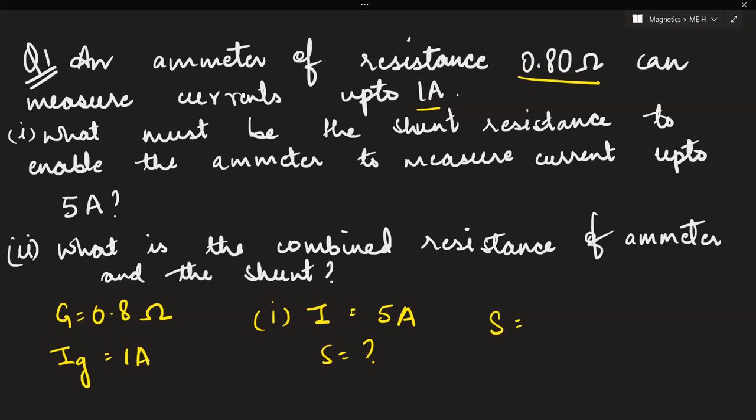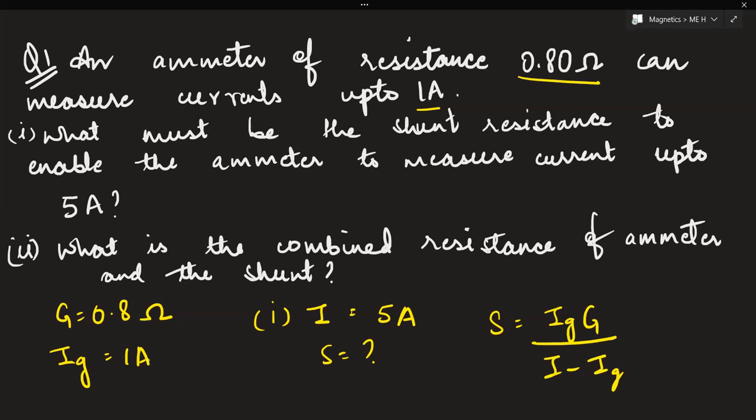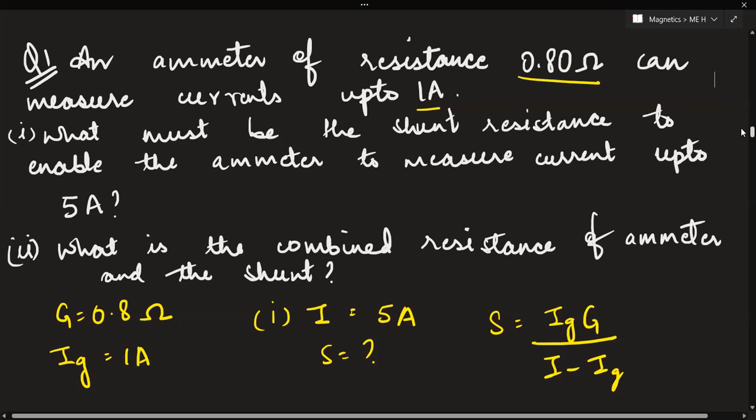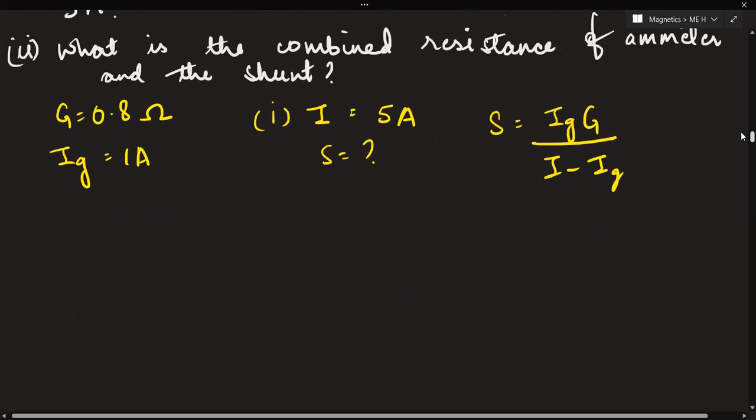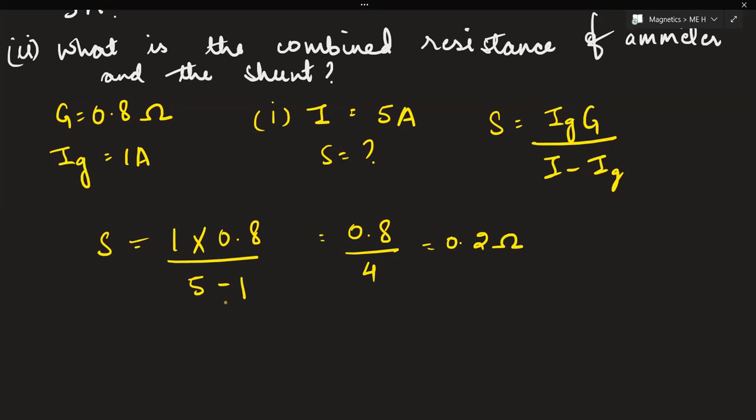Shunt will be equal to Ig into G divided by I minus Ig. You will get these kinds of questions only in your exam. So the value of shunt will be what? S will be equal to Ig, 1, into 0.8 divided by 5 minus 1, right? This is 0.8 divided by 4, that becomes 0.2 ohms.